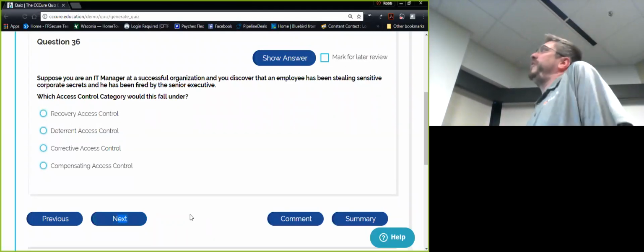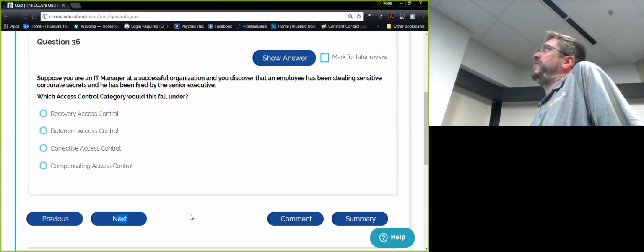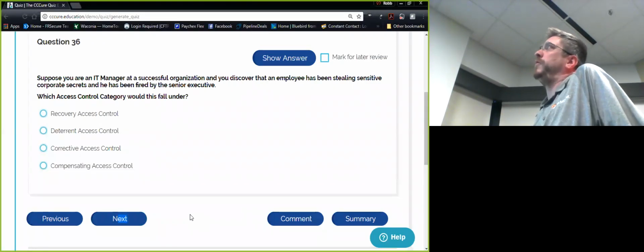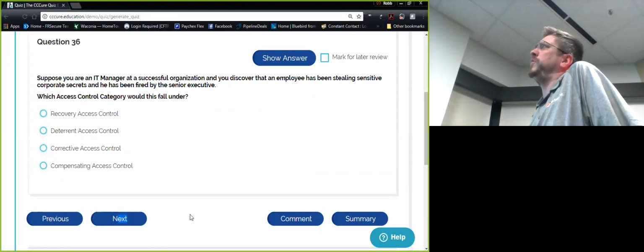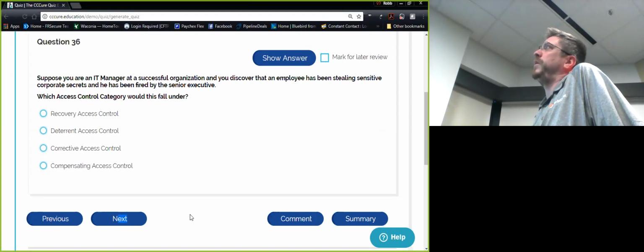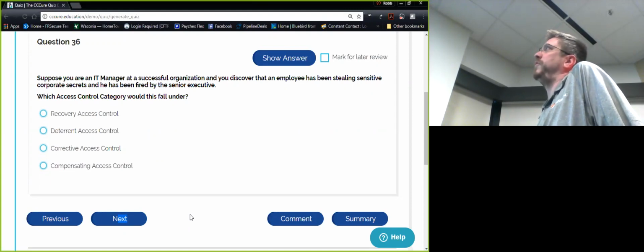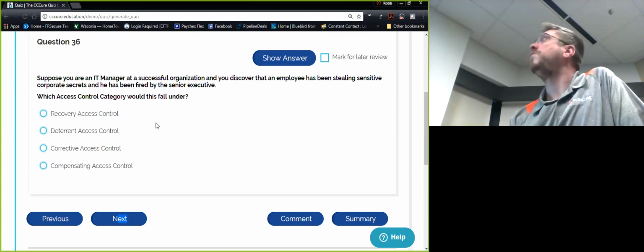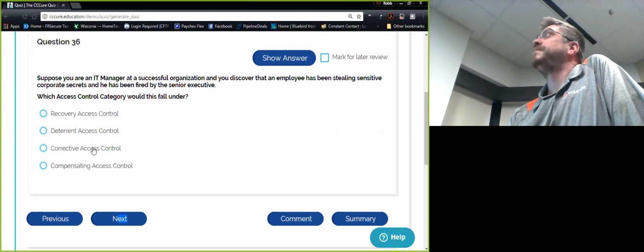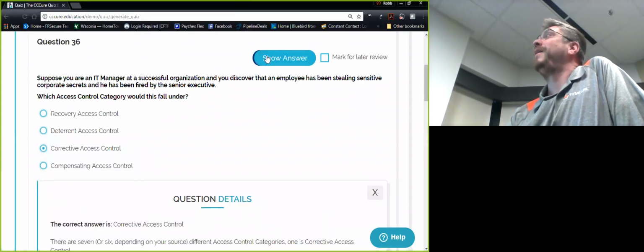All right, suppose you're an IT manager at a successful organization and discover that an employee has been stealing sensitive corporate secrets and has been fired by the senior executive. What access control category would this fall under? Recovery access control, deterrent access control, corrective access control, or compensating access control? Which one, corrective? All right, good job.